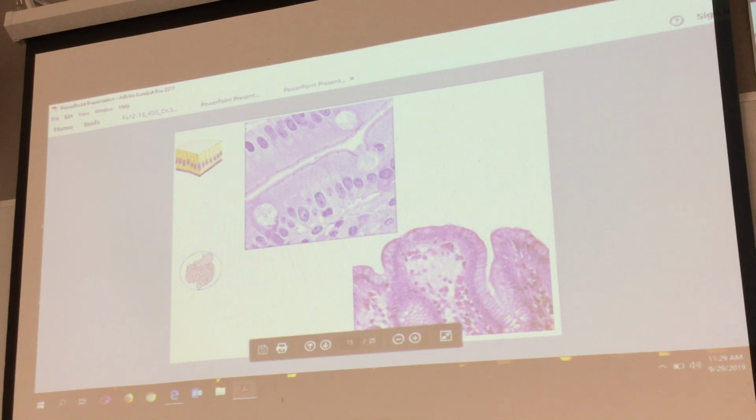Here's your single row of nuclei. Lots of cytoplasm on the other side of it. Location: digestive tract. All right, so give me 3 locations: small intestine, large intestine, stomach. Function: secretion and absorption. What's being secreted? Mucus.